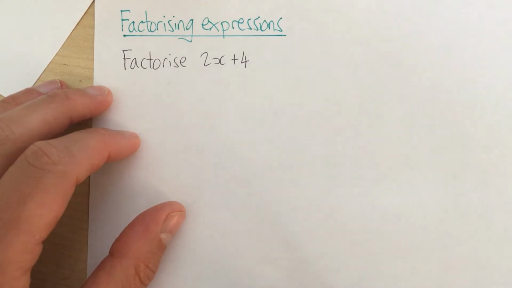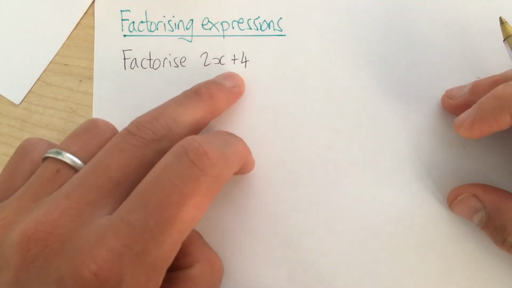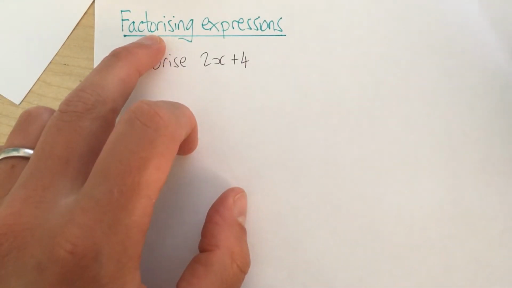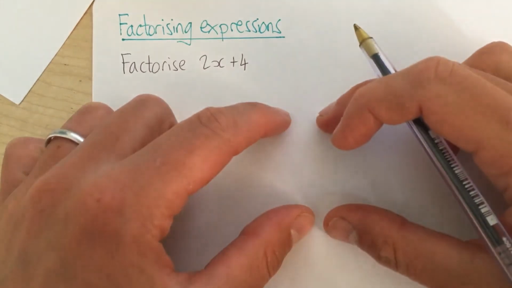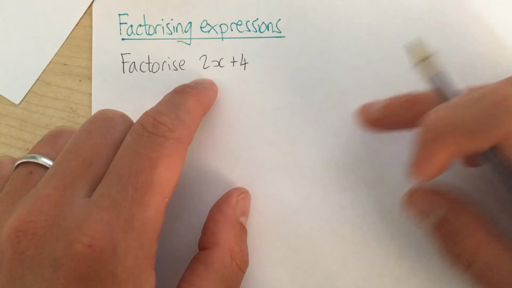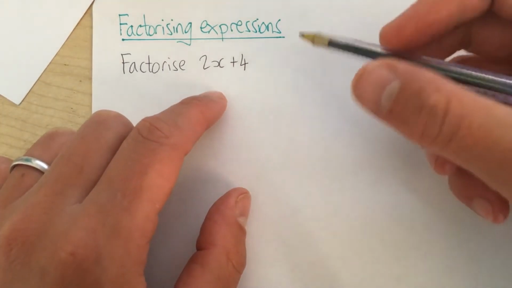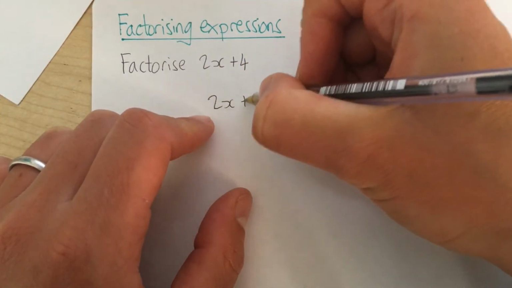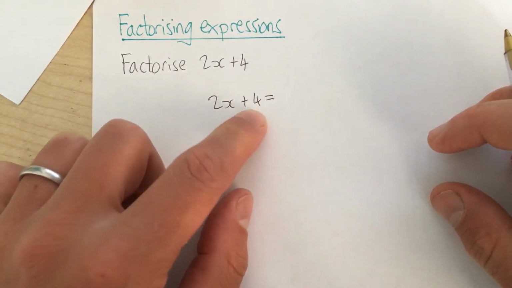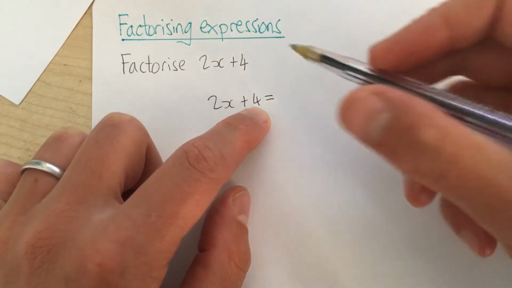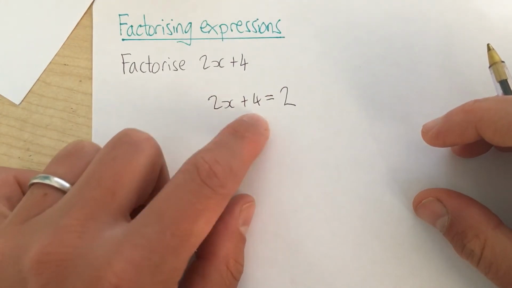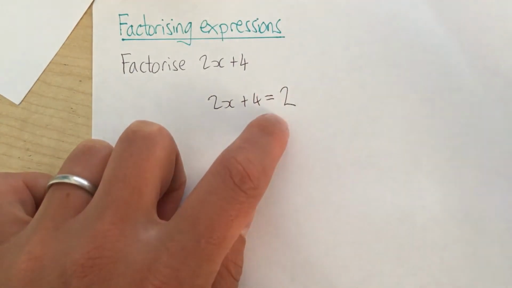Now that we know what a factor is, we can factorize this expression. Now, factorizing is the opposite of expand. When we expand, we start with the brackets and we multiply out. Here, we start with the expression and we put it into brackets. So, 2x plus 4 equals, we need to find a common factor of 2 and 4, which in this case is 2. You see, 1's a common factor, but the highest common factor is 2.